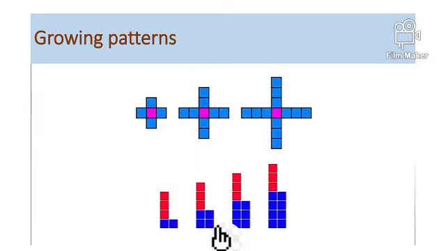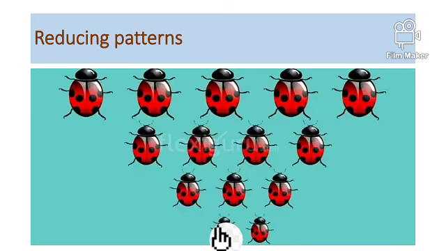The next type of pattern is the growing pattern or increasing pattern. We can add to the number of shapes to extend the pattern. These are called growing patterns. Here, blue colored squares are added to make a growing pattern. In a reducing pattern, we reduce the number of figures or shapes. It is also called a decreasing pattern. Here we see 5 beetles and it is reduced to 4, 3 and 2.